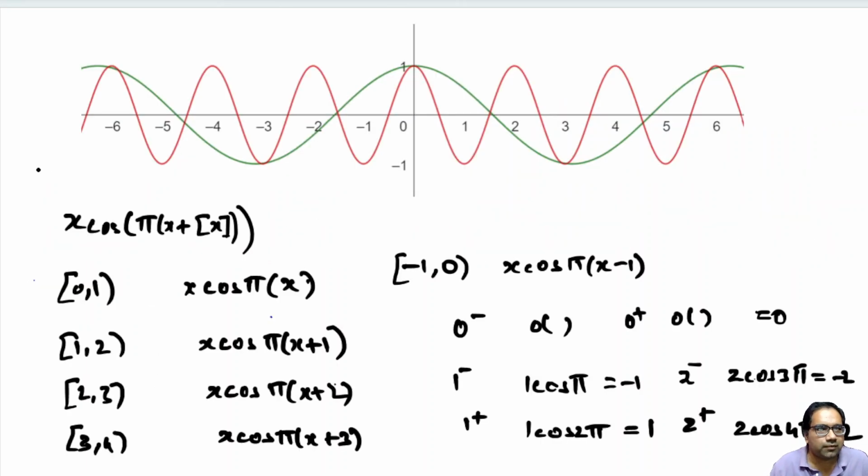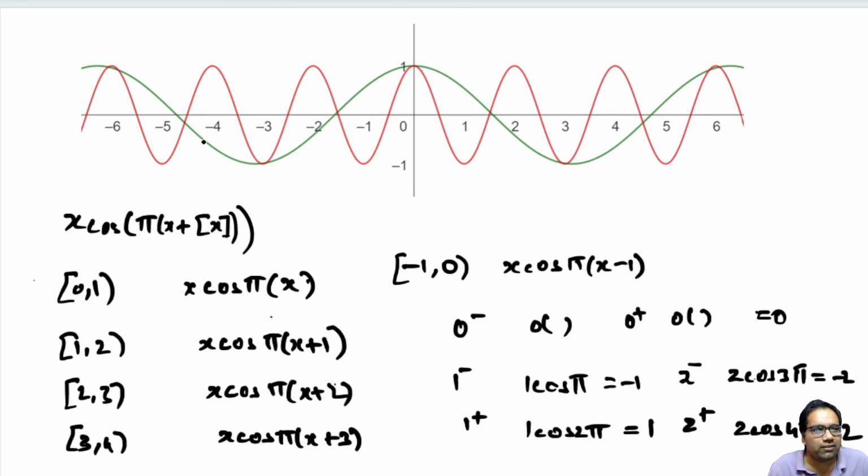When x is between 0 and 1, what happens to this function? When x is in the interval from 0 up to, but not including, 1, the greatest integer function of x becomes 0. So the function becomes x cos(πx) plus 0. When x is between 1 and 2, this part becomes 1, so x cos(πx) plus 1. When it is between 2 and 3, this part becomes 2. Similarly, plus 3, plus 4, whatever. So this is the set of functions between 0 and 1, 1 and 2, 2 and 3, 3 and 4.